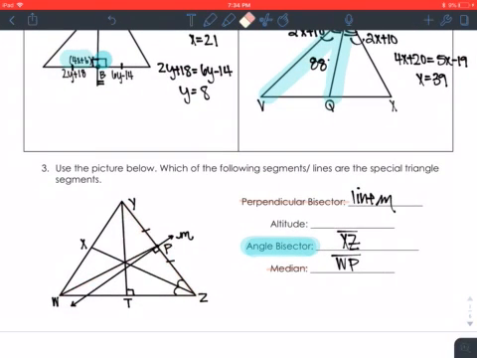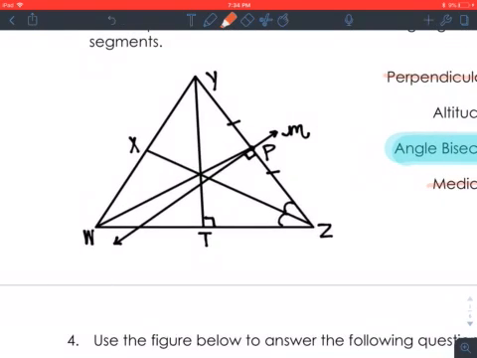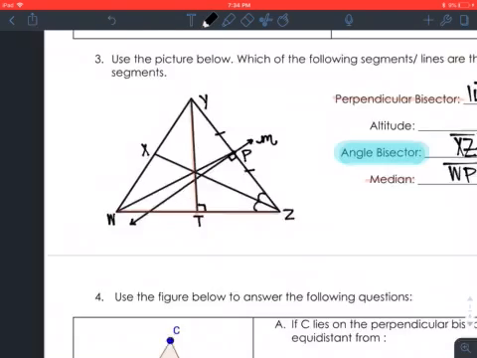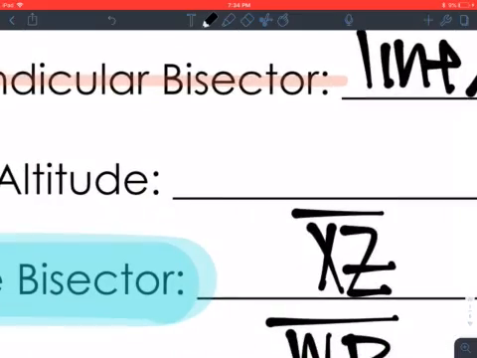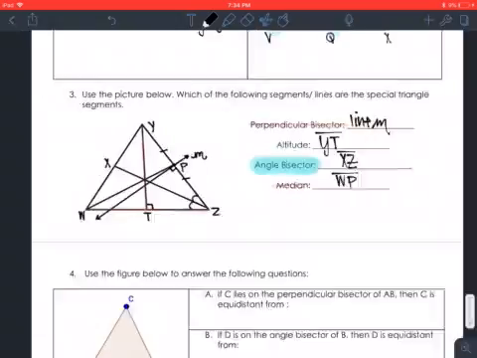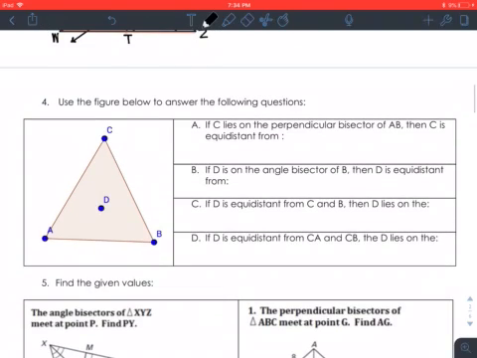Now the last one is our altitude, and all we know is the altitude is a segment coming from the vertex to the opposite side, intersecting at right angles. So that means that YT is going to be my altitude. All right, now this will be the last one for this little section. And once again, it's just knowing your vocabulary.